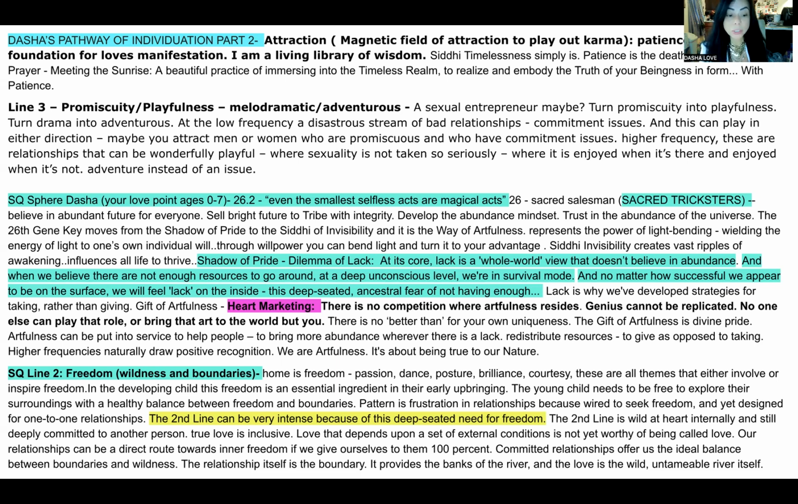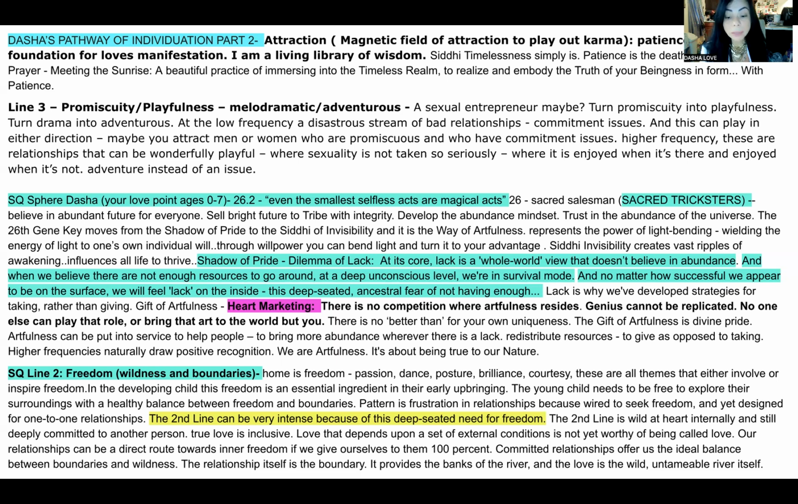So then the SQ line 2 is all about the freedom, right? The wildness and the boundaries. So this is where home is, where freedom is. And it's all about passion, dance, posture, brilliance, courtesy. These are all the themes that involve and inspire freedom. So in a developing child, such as myself, from 0 to 7, freedom was essential. It was an essential ingredient to my upbringing. So I needed to explore my surroundings and figure out how to have this balance between freedom and boundaries.